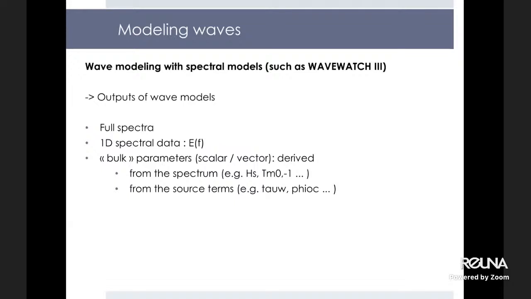So the output of wave models is obviously the full spectra, which is the prognostic variable of the model. But it's a large output. So usually it's not output at every time step that we want, or even every point. We can also have just frequency spectra, so it's integrated in direction. And we can have what we call bulk parameters that are derived from the spectrum. So it can be significant wave height, mean direction or mean period and stuff like that, or parameters that are provided by the forcings or the source terms.